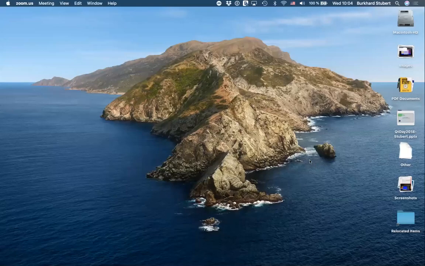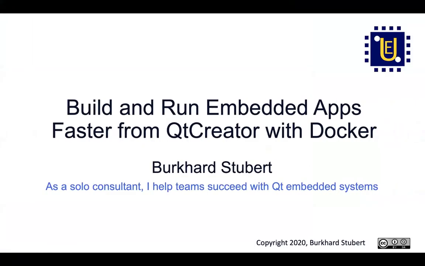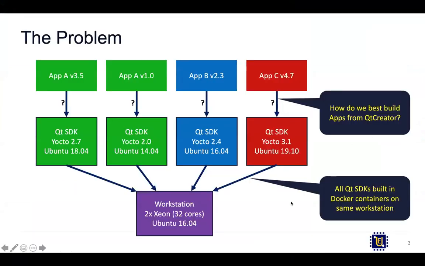So let's get the things done. There we go. That's the one I'm looking for. So how do you build a Linux image or a Qt SDK based on Yocto? What you do is typically you have a very fast workstation, something like the thing down there, 2 times Xeon, 32 cores, running probably Ubuntu 16.04. That's the one standing under my desk.